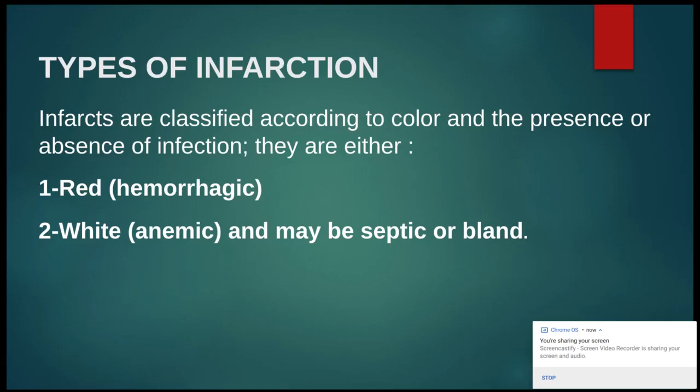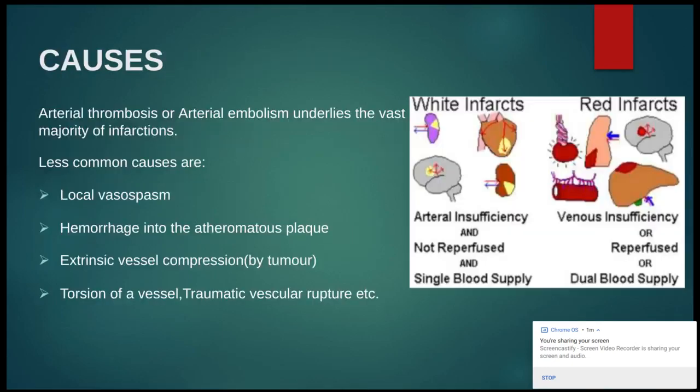Now, moving towards the types of infarct. Infarcts are classified according to color and the presence or absence of infection. They are red or hemorrhagic, and the others are white or anemic. Here you can see white infarcts occur when there is arterial insufficiency or a single blood supply, and red infarcts occur when there is venous insufficiency or dual blood supply.